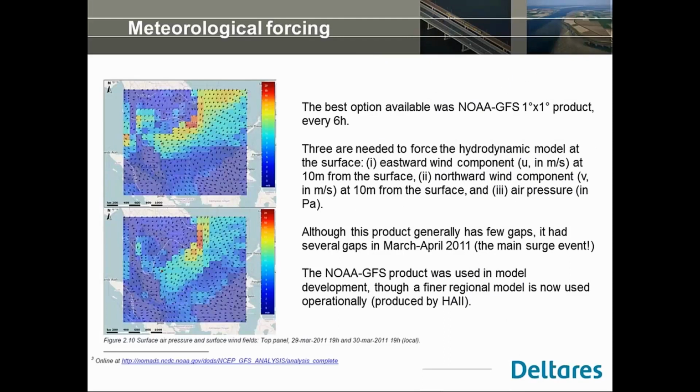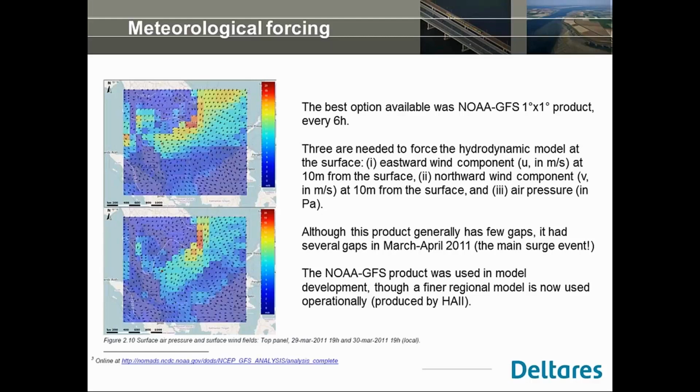Something to be said about the meteorological forcing. This is quite important if storm surge is your topic. So in this model development, we used the operational results from NOAA GFS, 1 degree by 1 degree product, every 6 hours. And the results you need for such a development, it's the wind. From these numerical weather predictions, you will obtain that as the eastward and northward wind components, and then the air pressure, so surface air pressure. So essentially 3 parameters that vary in space and in time.